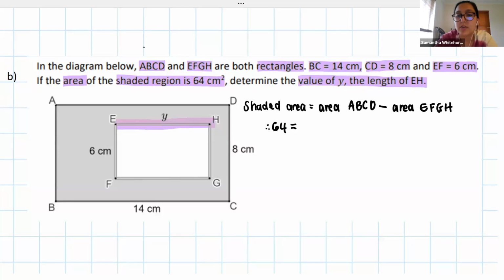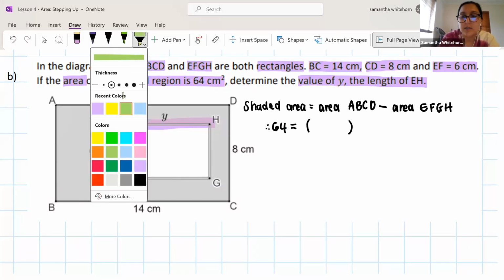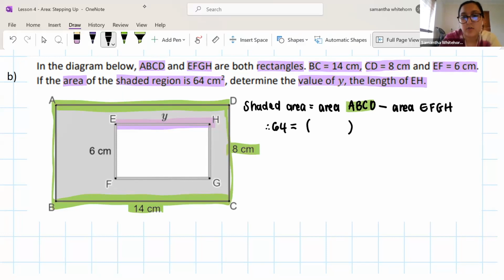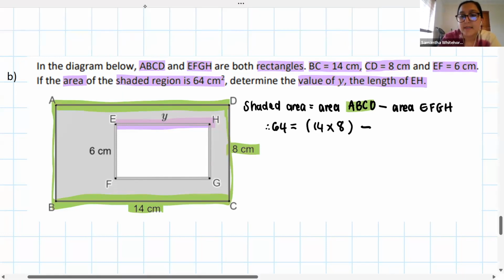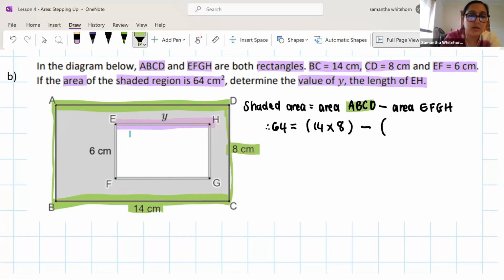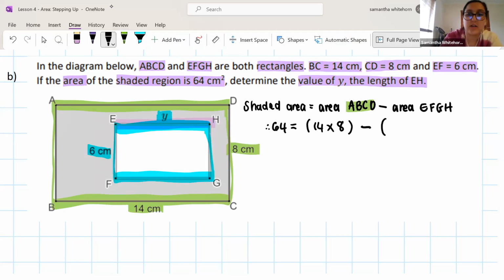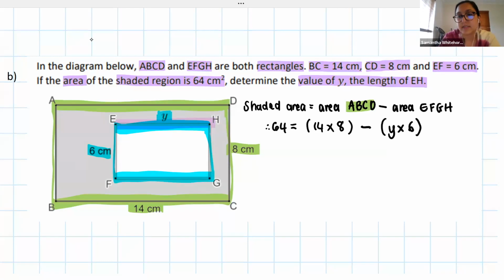We know that to work out the area of a rectangle, we say length times breadth. And in rectangle ABCD, so let's just grab a highlighter here, ABCD is this big rectangle. We know that the length is 14 and the breadth 8. 14 times 8 minus the area of the smaller rectangle EFGH. So the smaller rectangle, the width is 6, the length is what I don't know. Okay, that's my y value. So y times 6. And this equation I can solve.